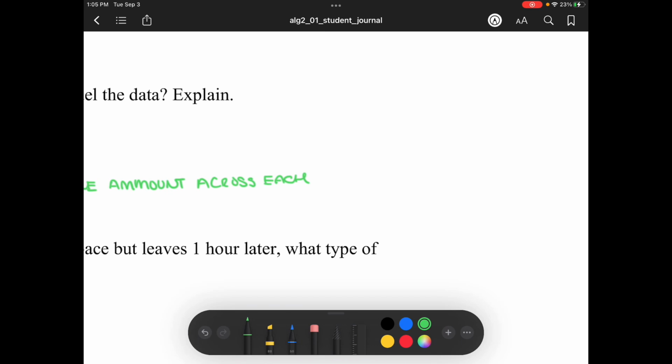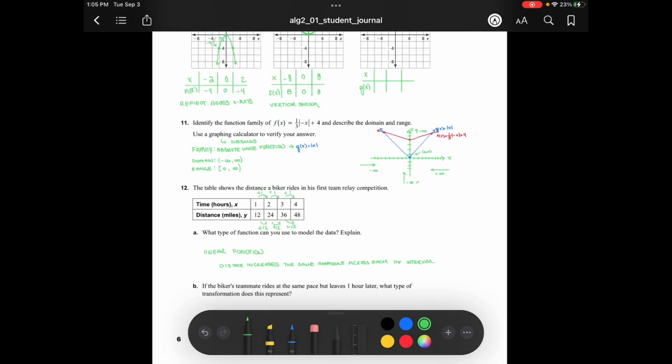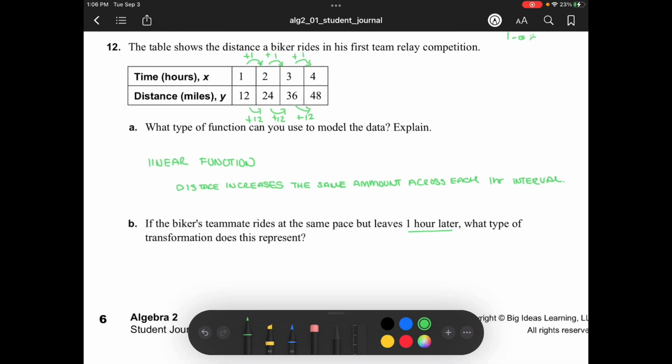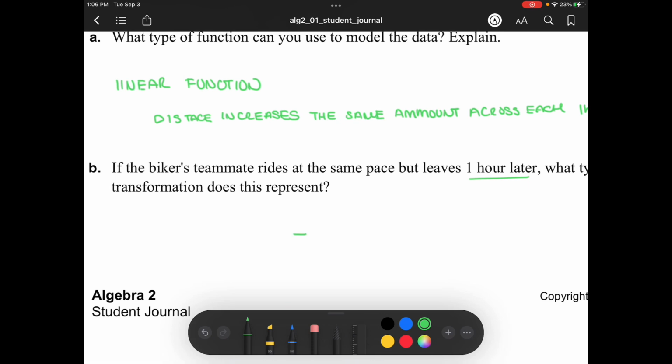Across each 1 hour interval. There we go. Okay. If a biker's teammate rides at the same pace but leaves 1 hour later, what type of transformation would this represent? This one's going to be a translation 1 unit to the right because we're shifting all of our time 1 hour later, right? So this is going to be translation 1 unit to the right.